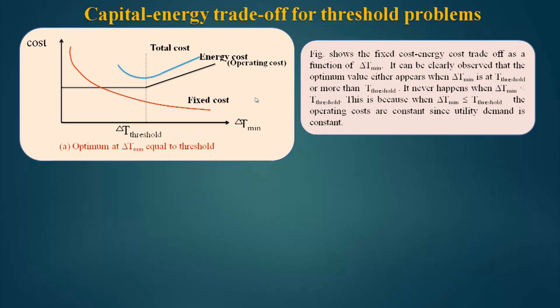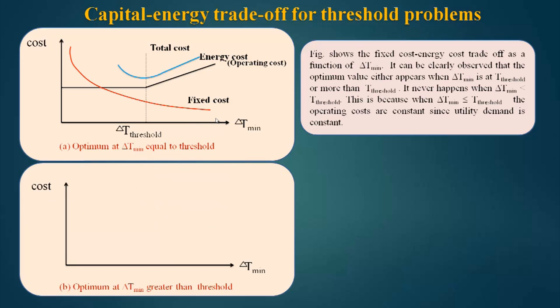There can be another case where it does not match. So, we go for another case where the operating cost moves like this, where this is the delta T threshold point, and it remains constant up to the delta T threshold point, and then it increases as obviously we have seen, and then the fixed cost decreases with delta T minimum. The explanation is the same.